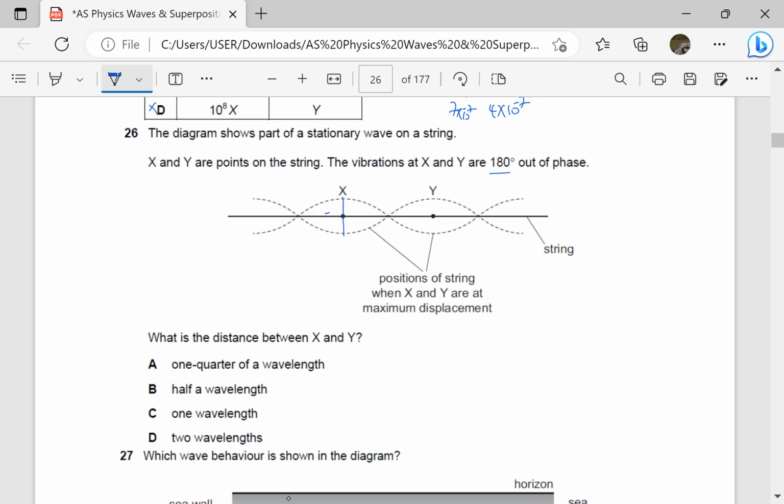So this is an antinode. This is also going to be an antinode. The distance between two successive antinodes is always half a wavelength. So the answer is just B.